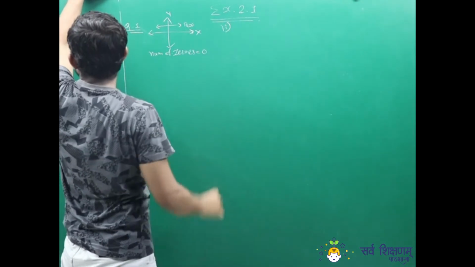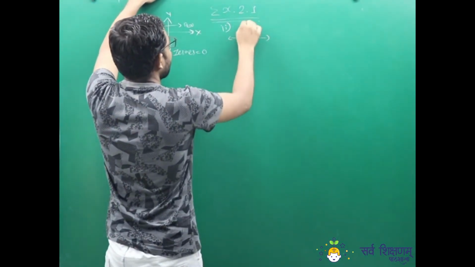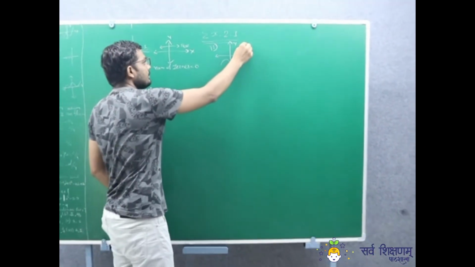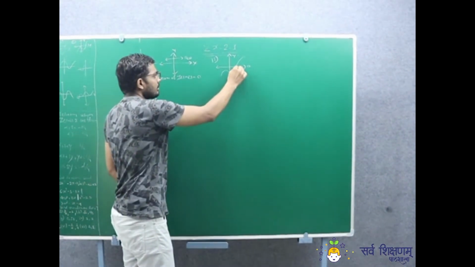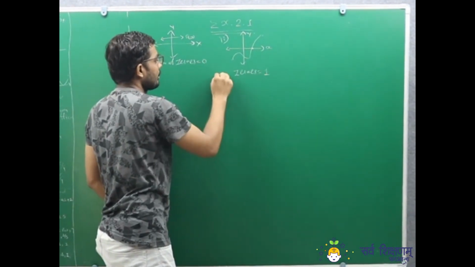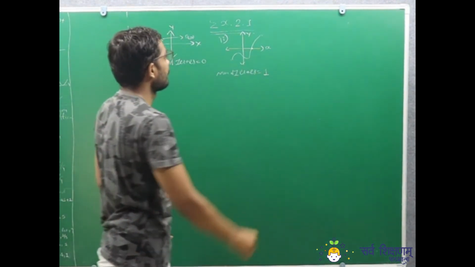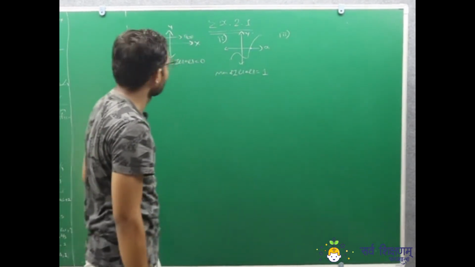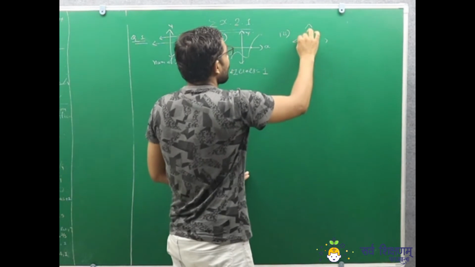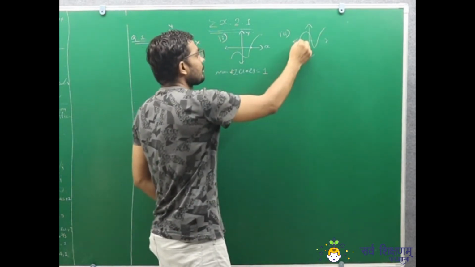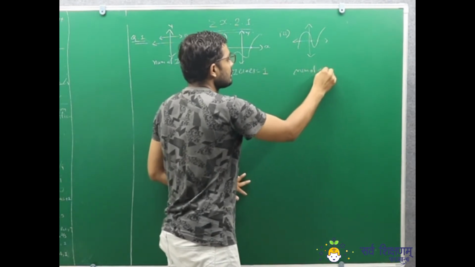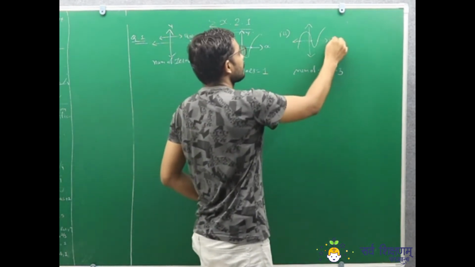Second, y-axis, x-axis. You can see here the graph of the polynomial touches the x-axis only one time, therefore the number of zeros is equal to 1. In third, you can see here the graph of the polynomial touches the x-axis 1 time, 2 times and 3 times. Therefore the number of zeros is equal to 3.